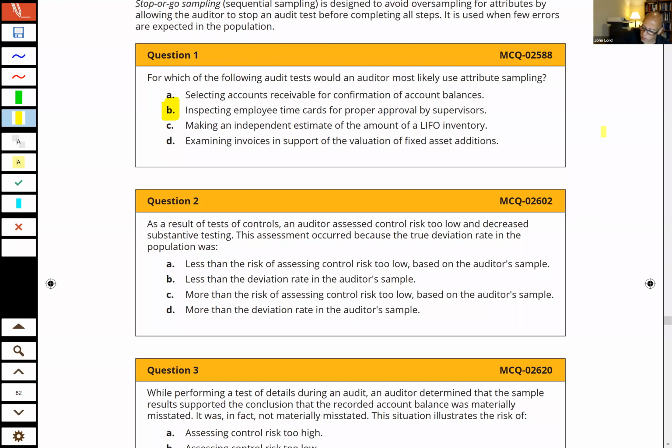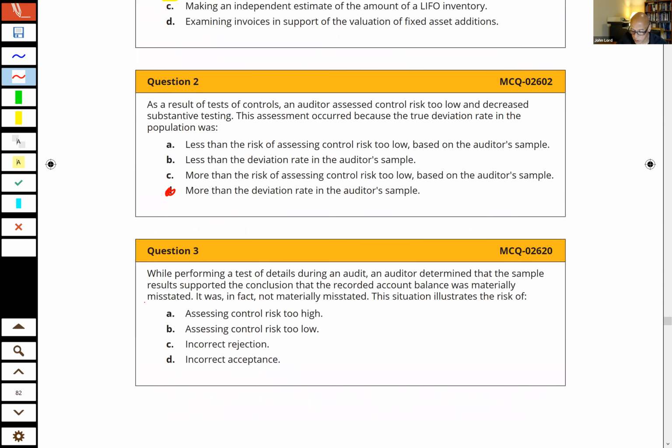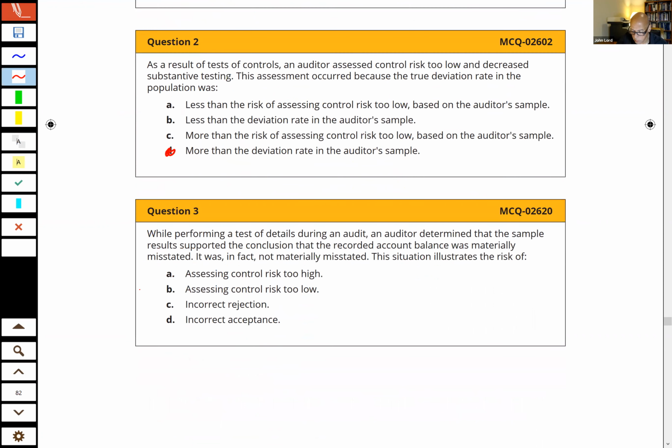As a result of tested controls, the correct answer here is D. As a result of tested controls, the auditor assessed control risk too low and decreased substantive testing. This assessment occurred because the true deviation rate in the population was more than the deviation rate in the auditor's sample. Now, is assessing control risk too low a mistake?